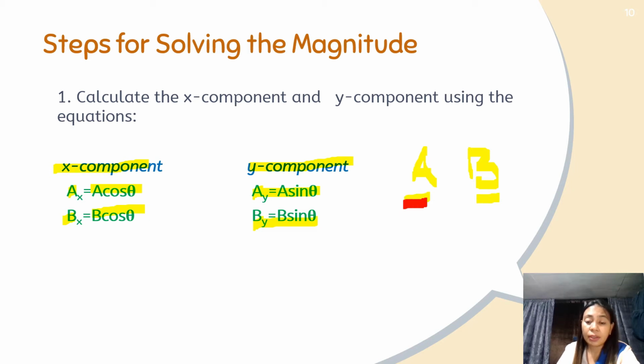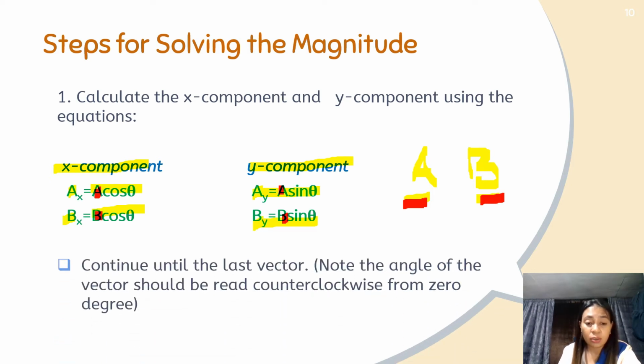They are the given vectors, so we will just put that right away here and then get the sine and cosine of that. Then that's your components. So continue until the last vector. So again, if we only have two vectors, you will end with A and B only. But if you have like 3 vectors, then you continue with A, B, C, like that. So note that the angle of the vector should be read counterclockwise from 0 degrees.